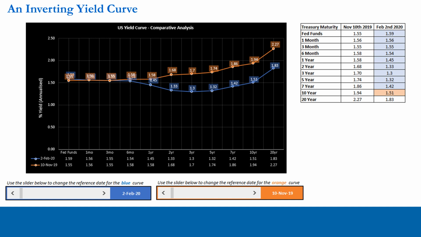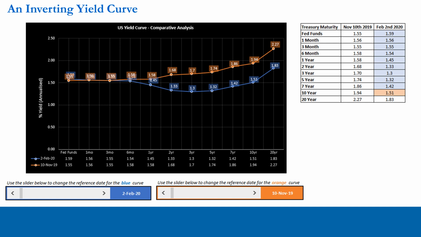That is the characteristic of a normal yield curve, and that's plotted on the chart in orange. Now let's have a look in the table on the right-hand side at February 2nd, 2020, where the Fed funds rate was 1.59. If we look at the 10-year at that moment in time, the 10-year yield is 1.51. And if we look at short-term rates, 1 month is 1.56, which is obviously higher than 1.51. 3 months, 1.55, 6 months, 1.54, and then the 1 year is 1.45, okay?